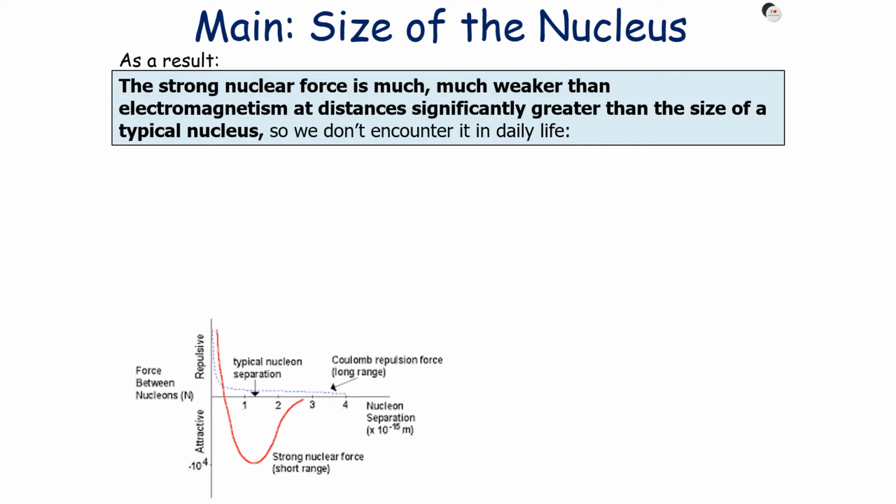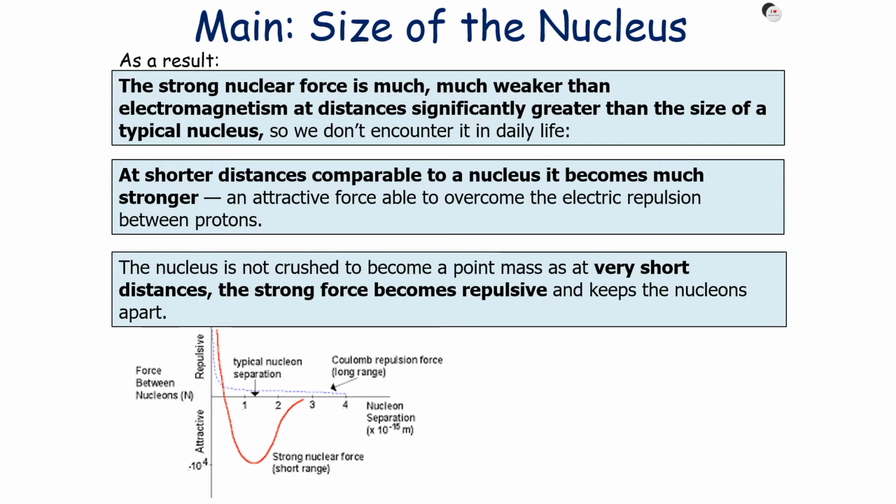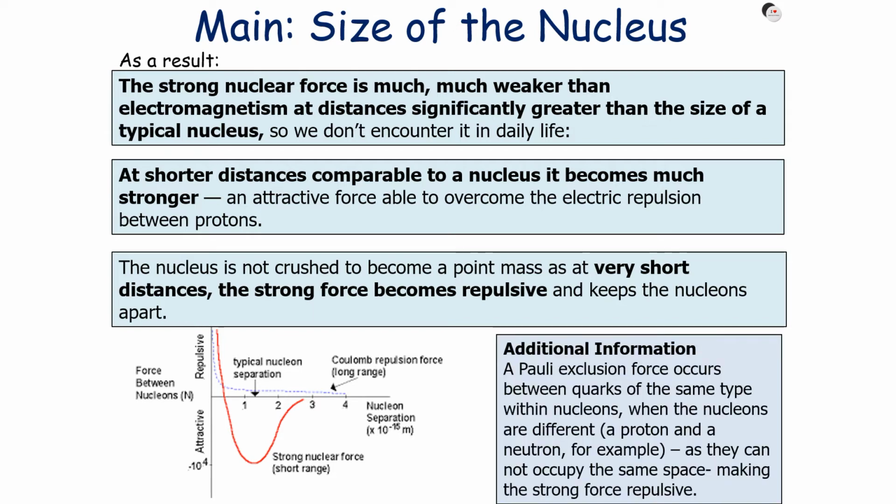So the strong nuclear force is much weaker than the electromagnetic force at distances significantly greater than the typical nucleus, which is why we don't encounter the strong interaction in our day-to-day lives. At shorter distances comparable to a nucleus, it becomes much stronger, so its attractive force is able to overcome the electromagnetic interaction between the protons. But the nucleus is not crushed to a point mass at very short distances, because this strong interaction becomes repulsive and keeps the nucleons apart.